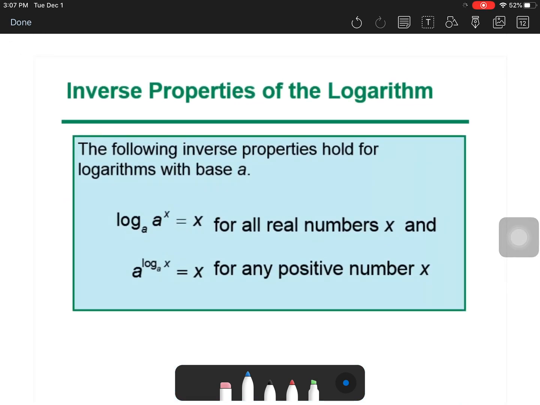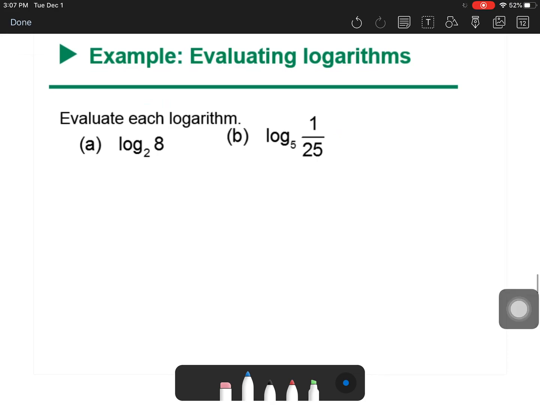Inverse properties of logarithms, we touched on this as well, but now they're doing it for a general, any base a log. So log base a of a to the x would cancel out and leave you with just x. A to the log base a of x would just, again, cancel each other out and leave you with x, and we looked at that with the base 10 or the common log.